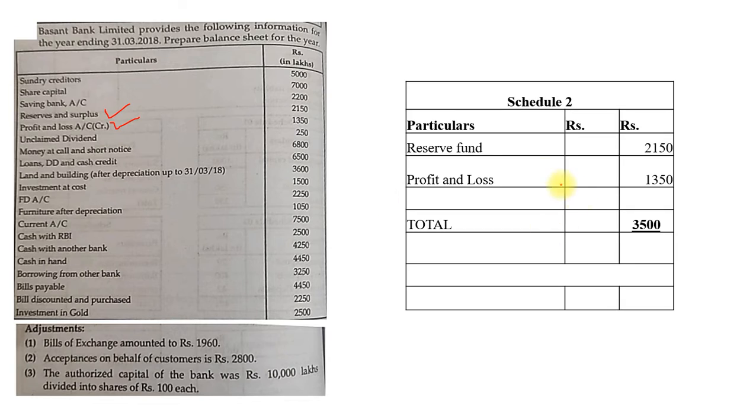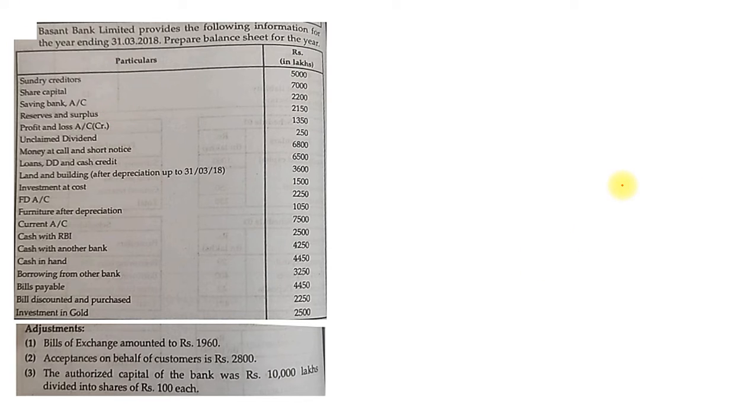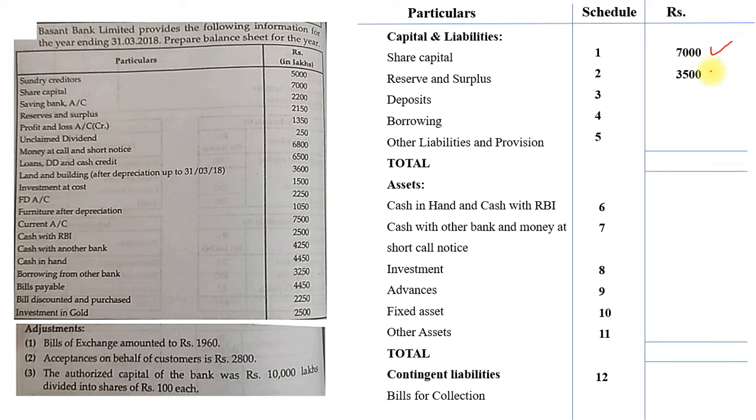So in our schedule two, we have reserve fund and profit and loss. We total it up. We got the total as 3,500. That's my second schedule ka total. So once we got the total, now we'll post it in the balance sheet ka format. So we'll have 7,000 and 3,500 for reserves and surplus.